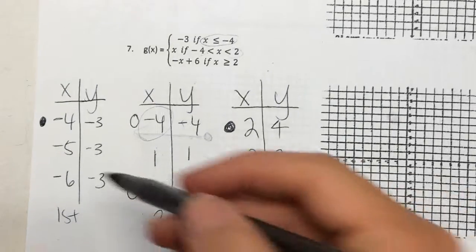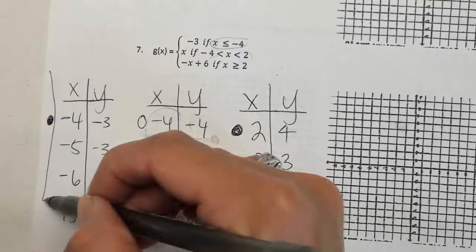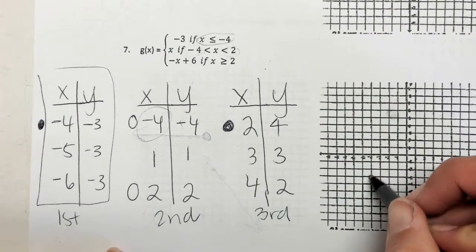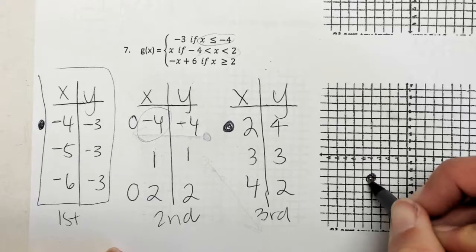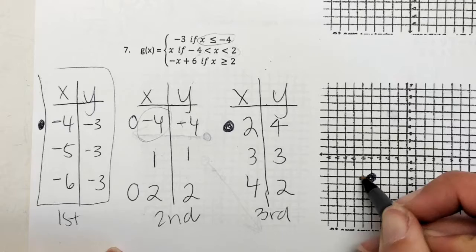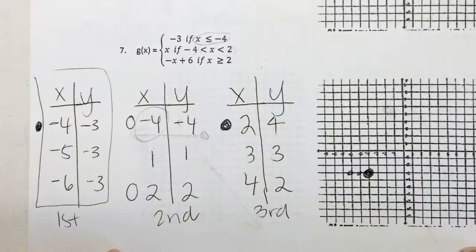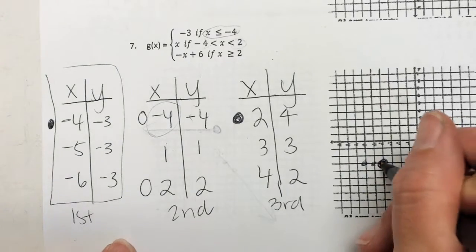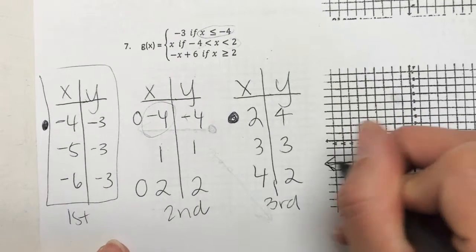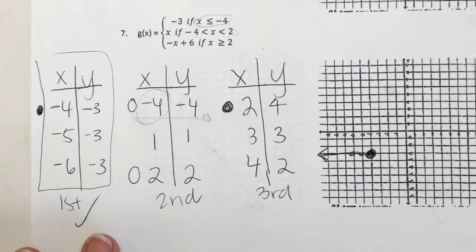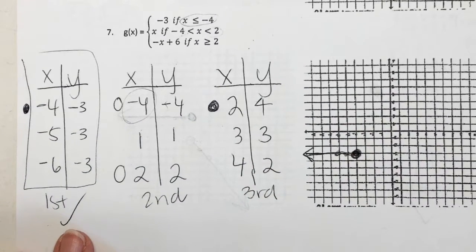Alright, let's graph this first piece first. So graph these 3 coordinate points. So -4, -3. We'll have a closed circle. Then at -5, -3, a smaller circle right here. And just connect the dots. So everybody's first piece should look like that. Everybody good with the first piece?